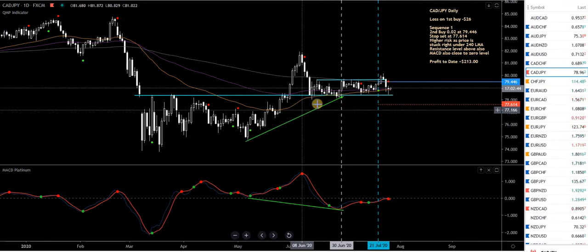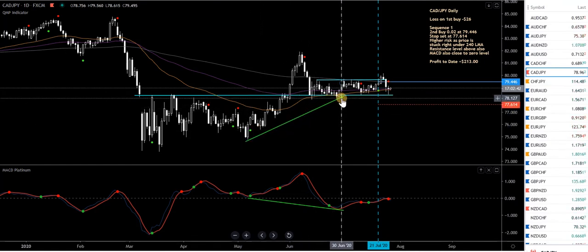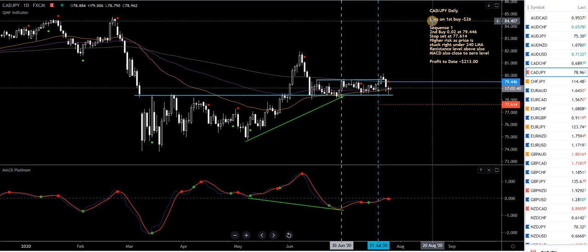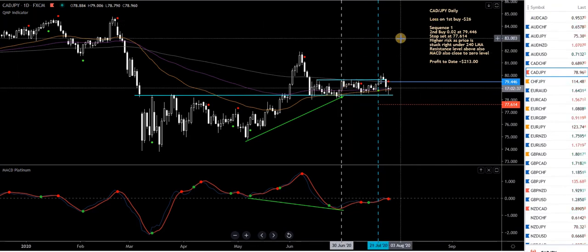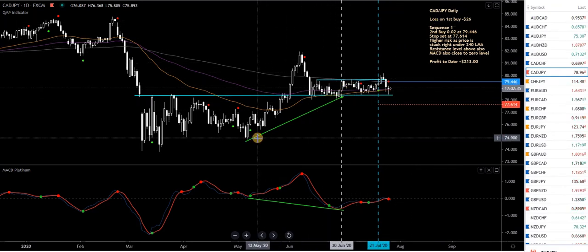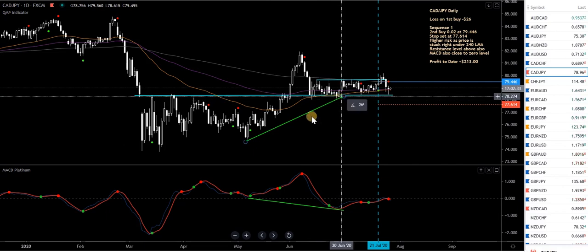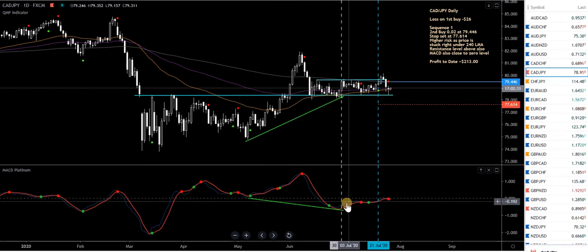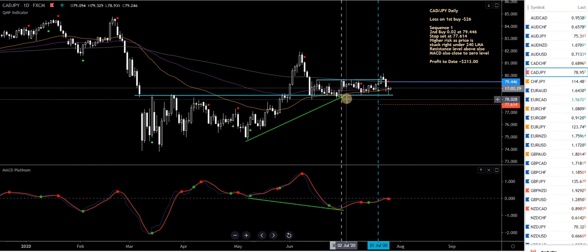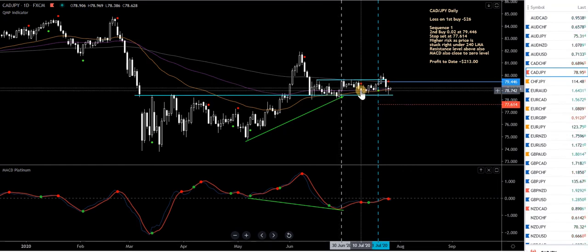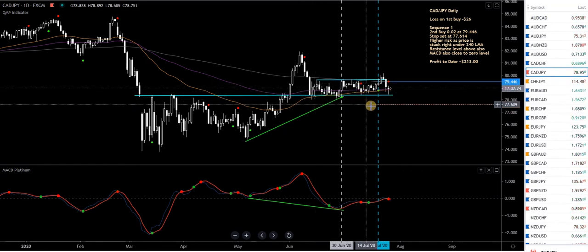In the meantime, this buy trade was taken in here. I lost $26 on that. It was based on hidden bullish divergence. And the MACD Platinum still below the 0 level, so I'm going to play this out. I took the loss when I got the sell. I didn't let it get to the stop.